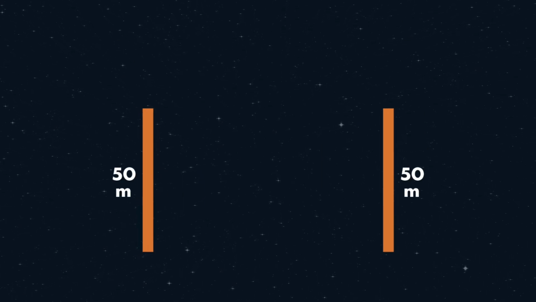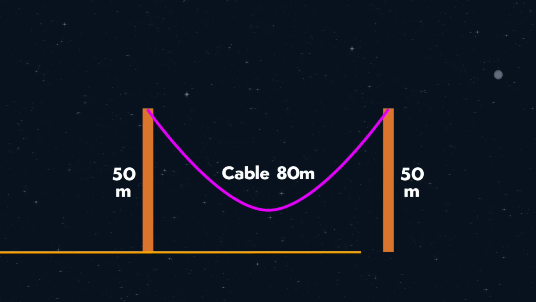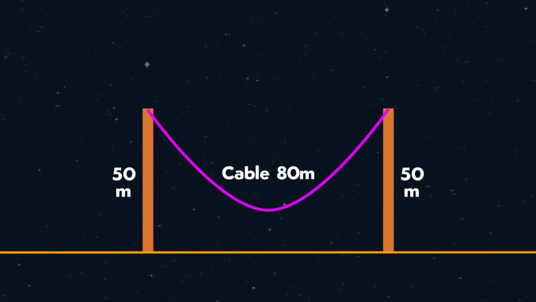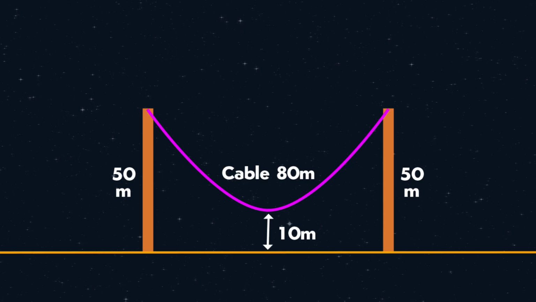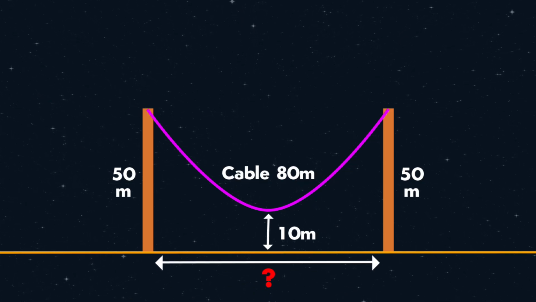Imagine two poles measuring 50 meters each. Connecting them is a cable that's 80 meters long. The poles appear to be level with each other, and the midpoint of the cable hangs 10 meters above the ground. Given these measurements, can you guess how far apart the poles are?